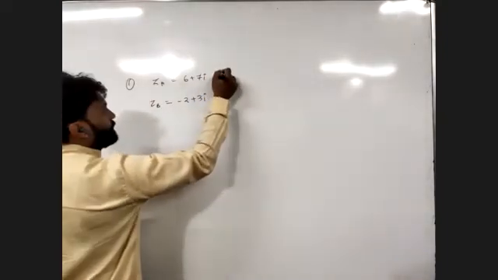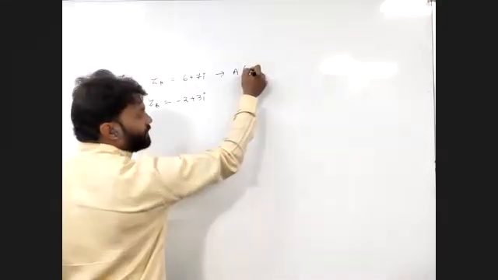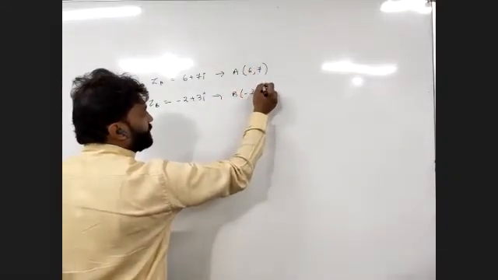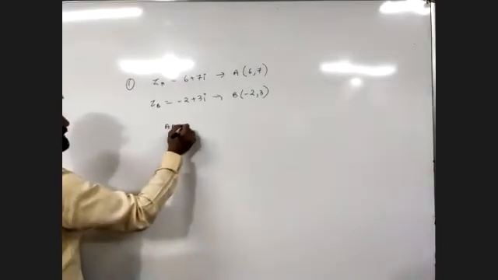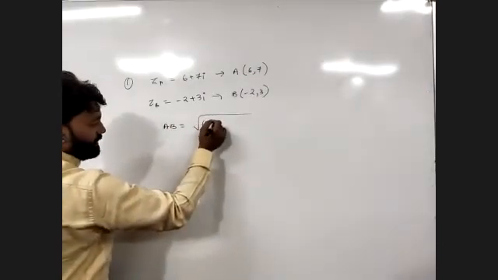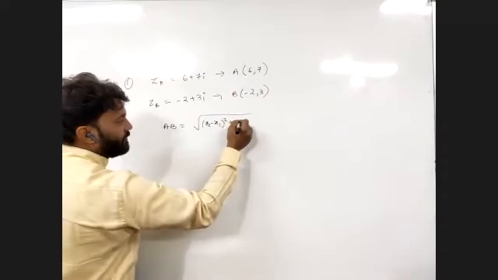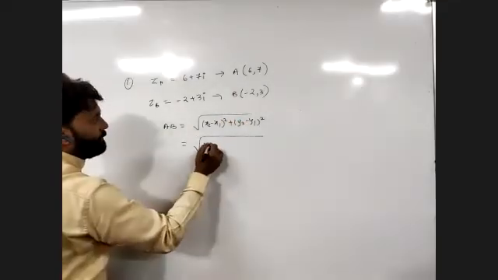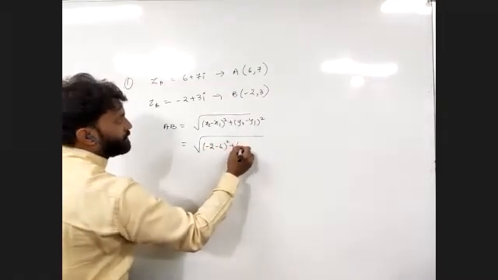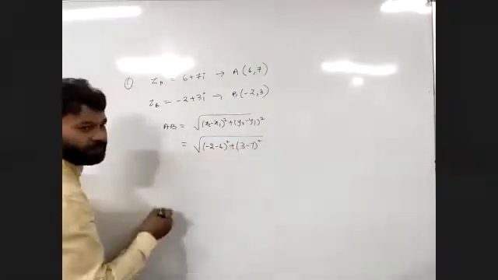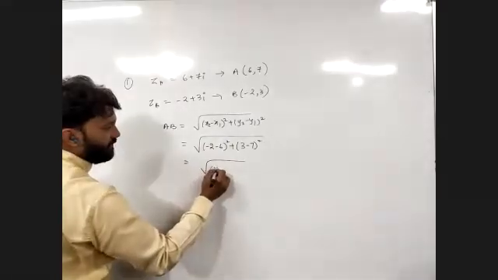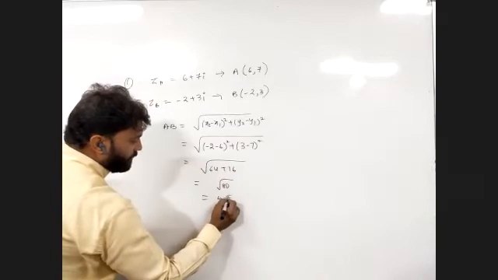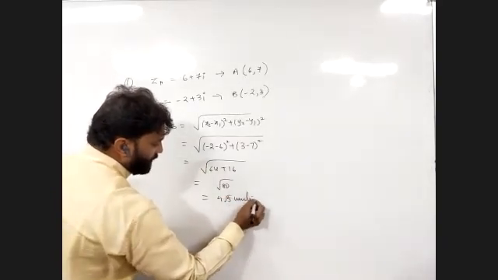If ZA is this, what will be the coordinate of point A? 6, 7. Coordinate of point B? Minus 2, 3. We need to find the distance AB. So the formula for that is the distance formula: square root of x2 minus x1 whole square plus y2 minus y1 whole square. So this will be minus 2 minus 6 whole square plus 3 minus 7 whole square. So this will be 64 plus 16, equal to root 80, equal to 4 root 5 units. Is it difficult?